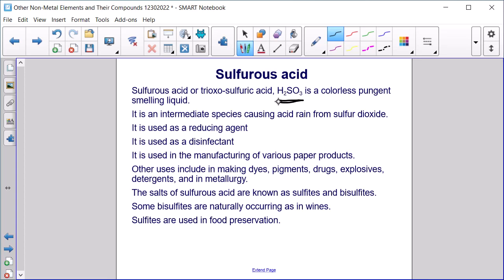The salts of sulfurous acid are known as sulfites and bisulfites. Some bisulfites are naturally occurring, as in wines. Sulfites are used in food preservation.